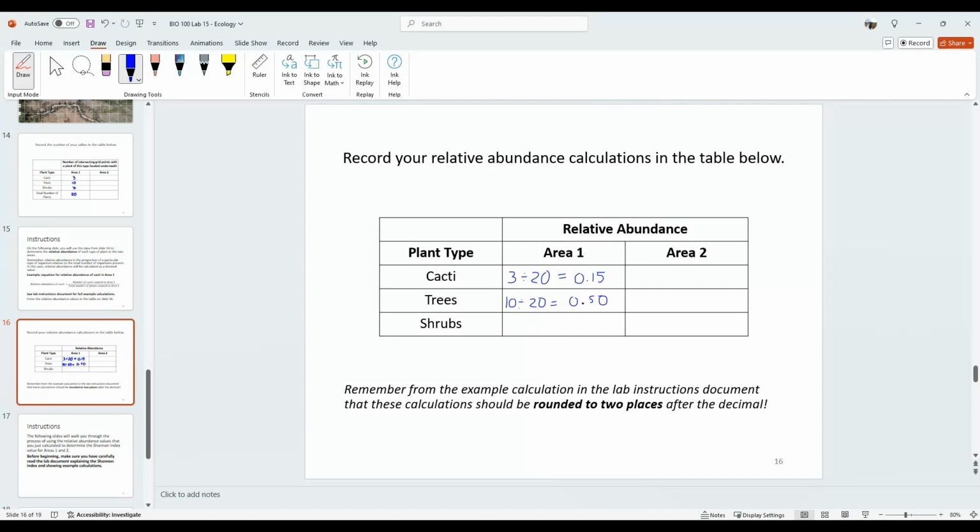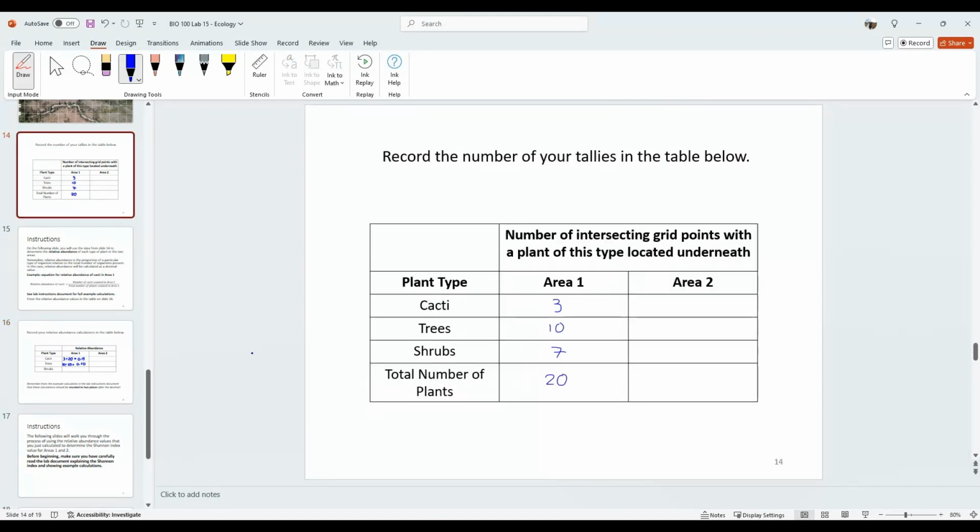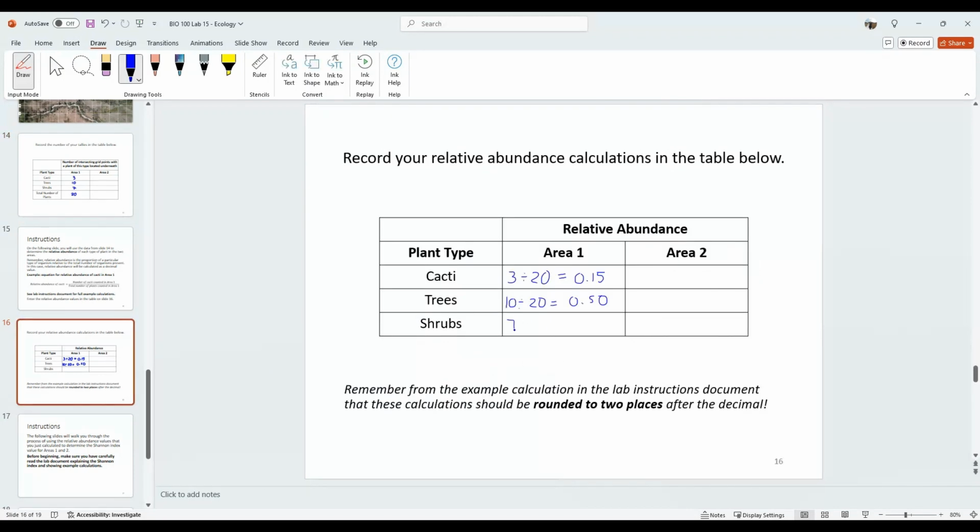Basically, what this is telling us is that 0.5, or half, of the plants in this area were trees, 15% of them were cacti, and then if we look at the shrubs, then this comes out to 0.35, 35% were shrubs. Okay, so we have the relative abundance of area 1. Of course, you'll need to do the same thing for area 2.